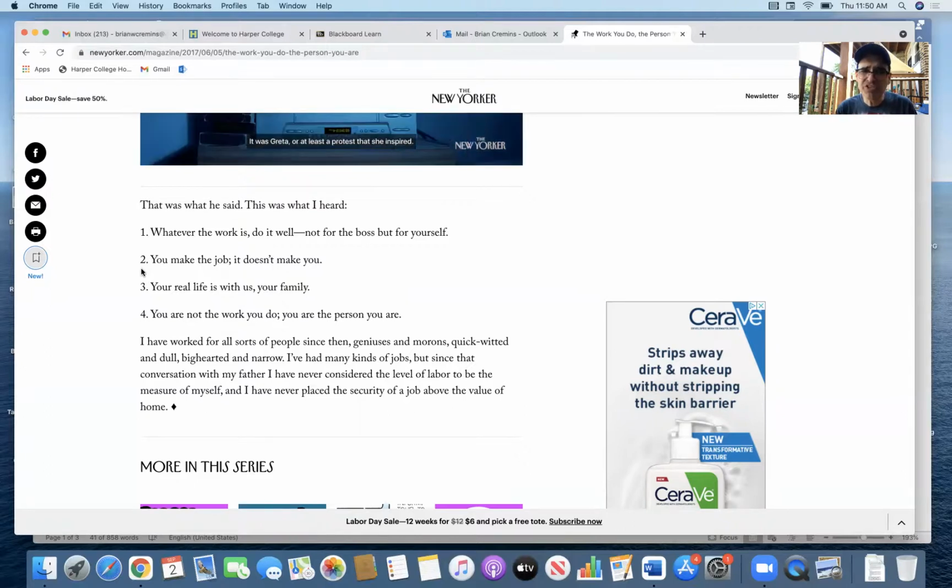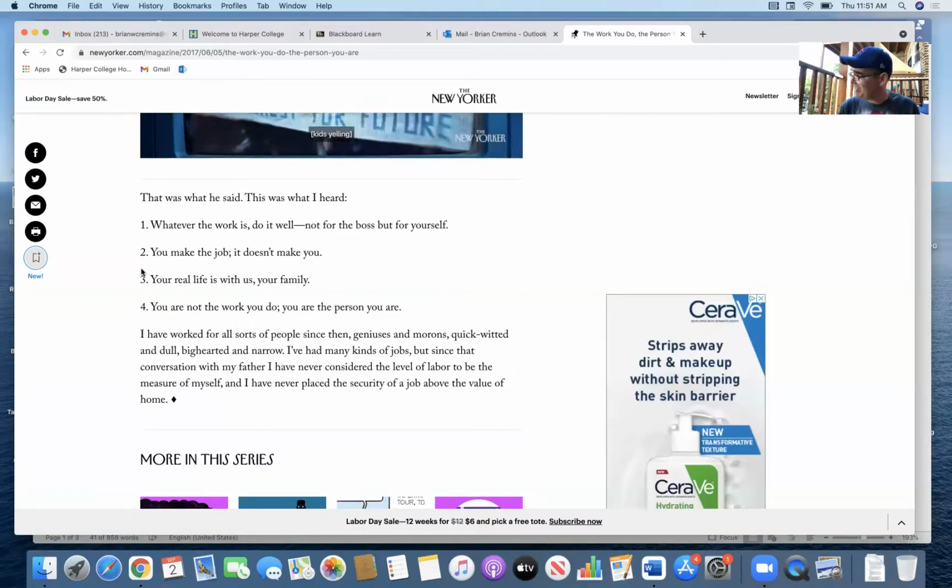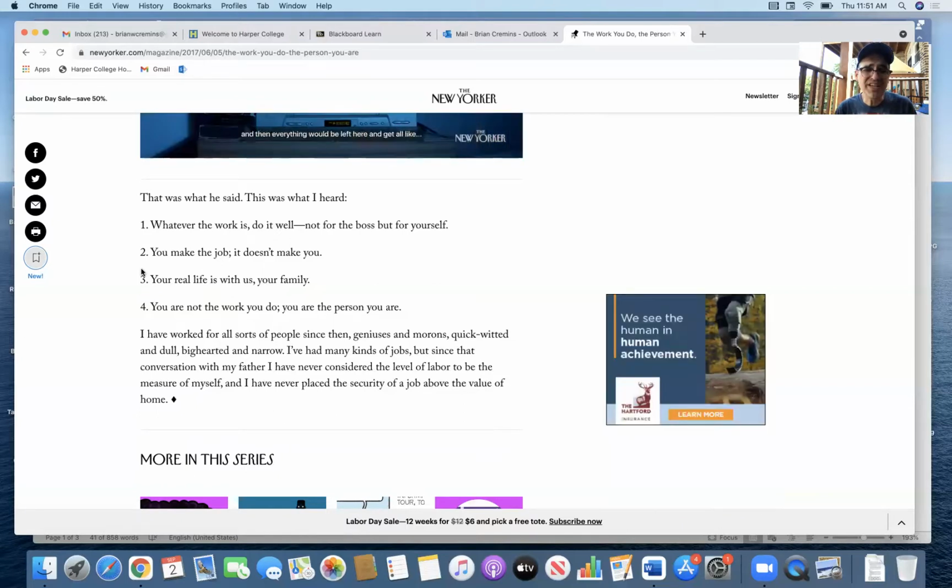Number 1, whatever the work is, do it well, not for the boss, but for yourself. 2, you make the job, it doesn't make you. 3, your real life is with us, your family. So you see that emphasis on family and how significant it is in this essay. Very similar, by the way, to Mike Rose. And that's why I've always enjoyed teaching these 2 essays together, because not only is the theme of working and the job connected, but you also have this connection to the idea of family, which is clearly at the center of what Mike Rose is also writing about in his essay.